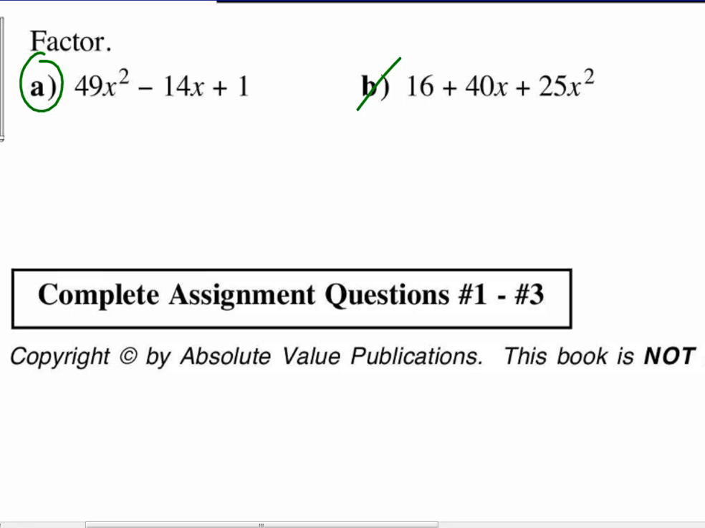Okay, 10, easy, 7, 7, 1, 1, but what do you need for the signs of the 1s? Both negative to make negative 14, because you want your middle term to be negative and your product positive. So your answer should be 7x minus 1 squared, or I'd accept 7x minus 1 times 7x minus 1. You would not lose marks if you wrote that, okay?